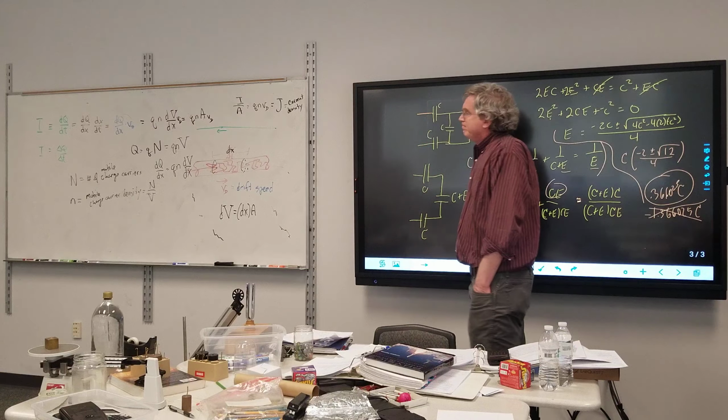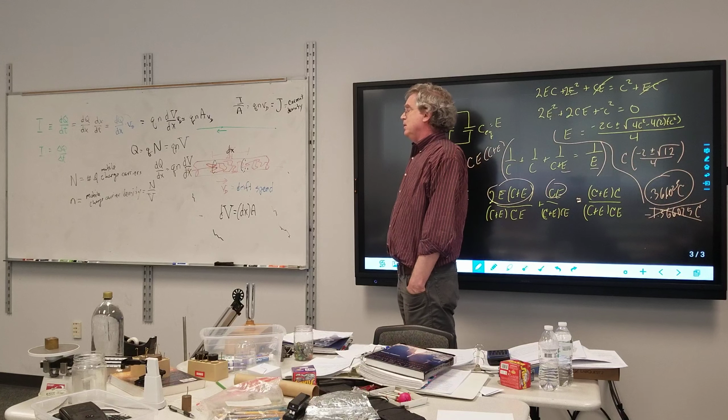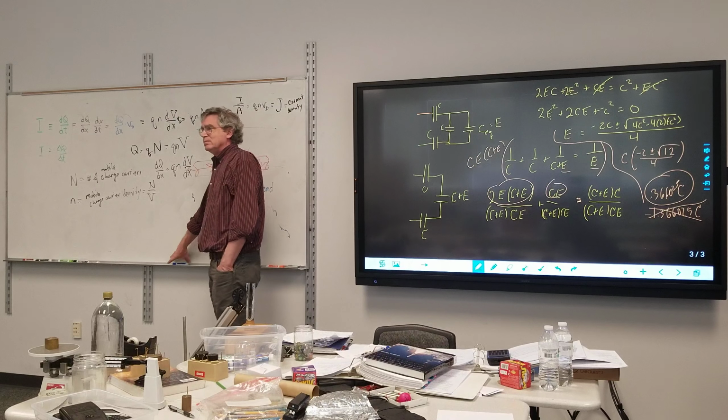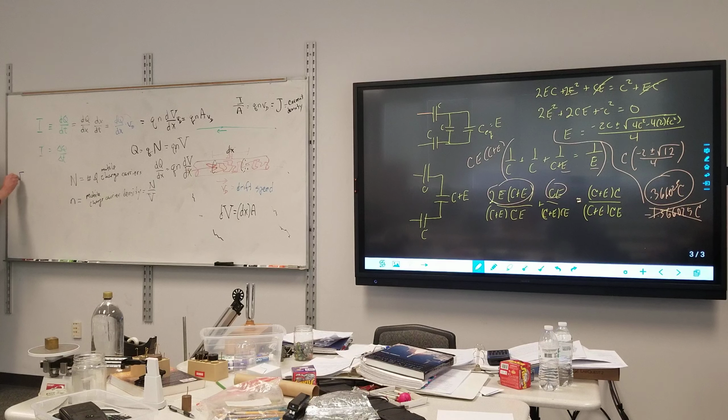All right, units. Well, I have my equation over there for current, which is dq/dt. What are the units of Q? And time? So units of current would be? Coulombs per second. So the unit of current is the unit of charge over the unit of time. So we have a coulomb per second.